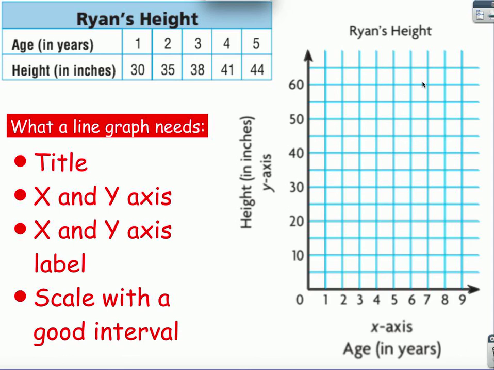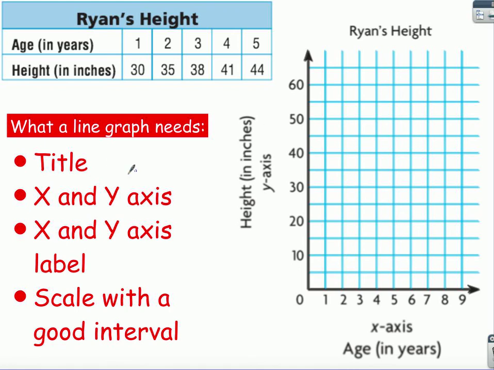This lesson is going to be about creating line graphs to display data that we have collected. In this particular one, we're going to use the problem with this data table here, Ryan's height. You can see his age in years, 1 through 5, and then it looks like he measured every year on maybe his birthday in inches.